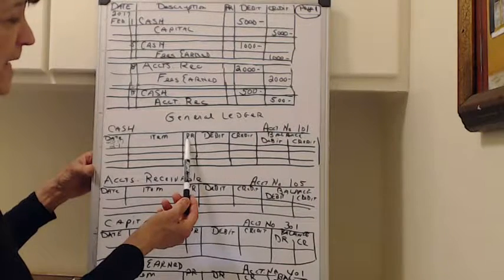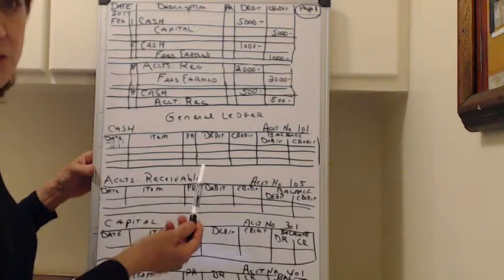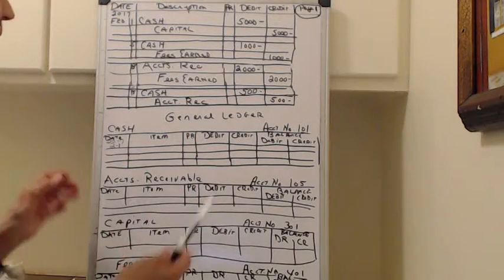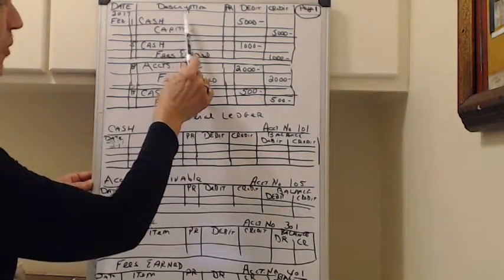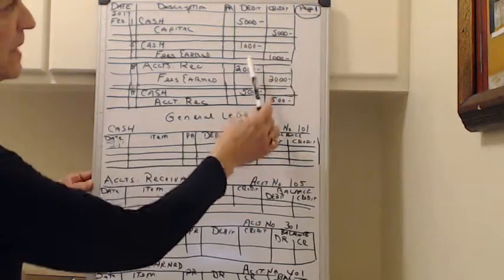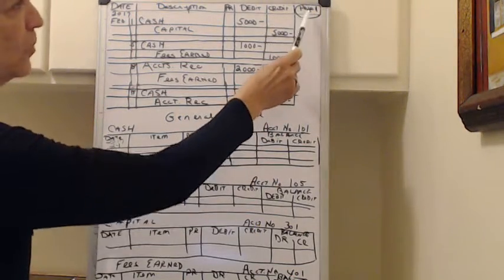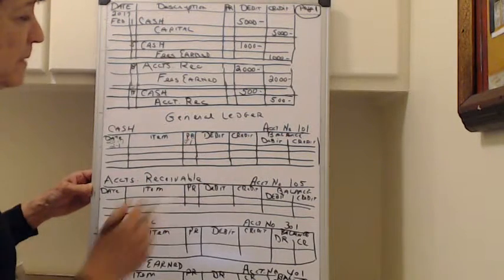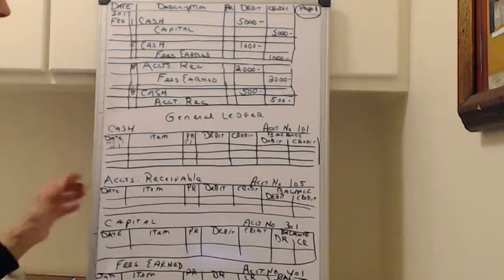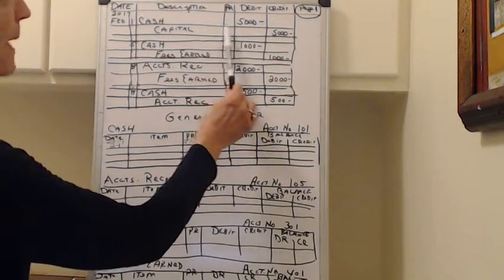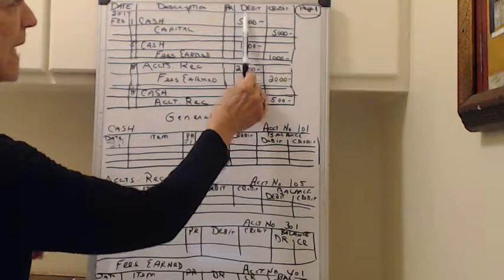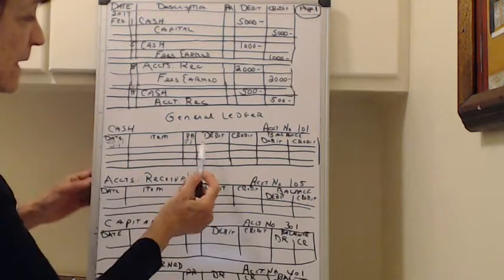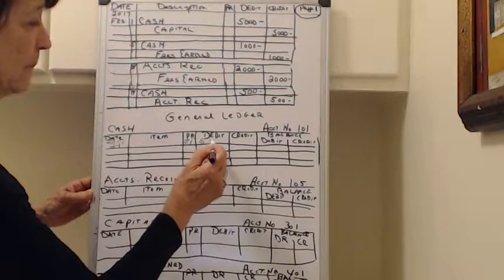But the next column, I have PR, which stands for post reference. So it's asking you, where are you getting this information from? So we're getting it from our journal, page 1. This is page 1. If it was page 5, it would be journal page 5. So in my post reference, I'm going to put the letter J for journal 1, meaning it came from page 1 of the journal. Next, I'm coming with the amount. So I have a $5,000 debit that I need to record into the ledger. So in the debit column, I'm going to put the amount, $5,000.